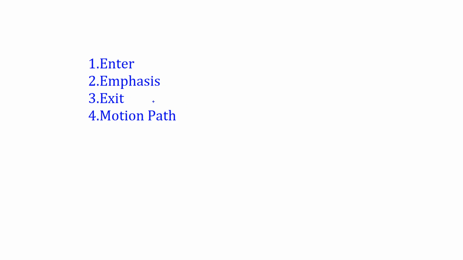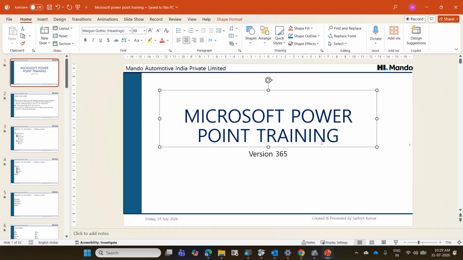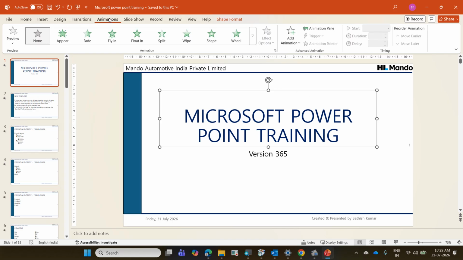Let us start with entrance. We'll start with the entrance. Select the object. Title, I have selected it. Then go to the tab called animation. Under the tab of animation, there is an arrow mark available under the animation. More button. Click on the more button.